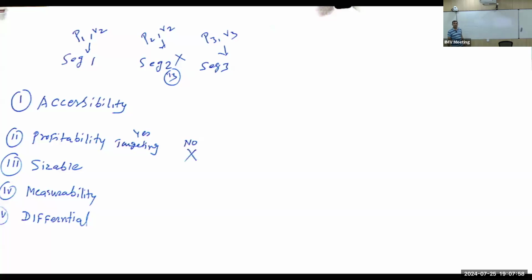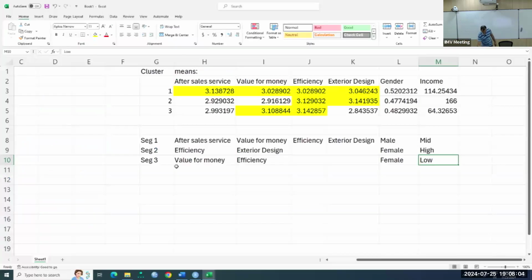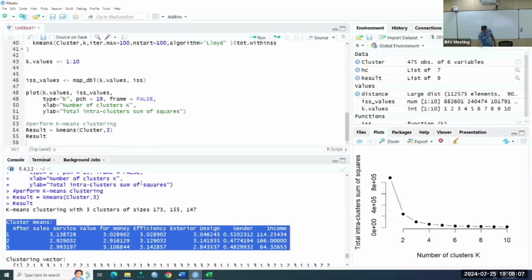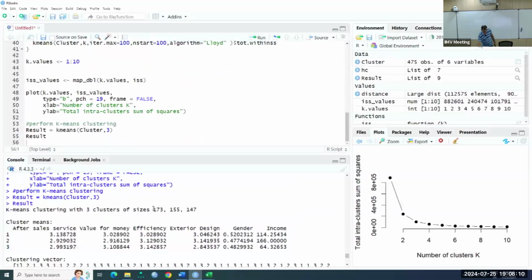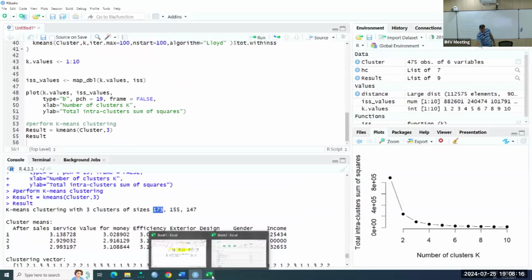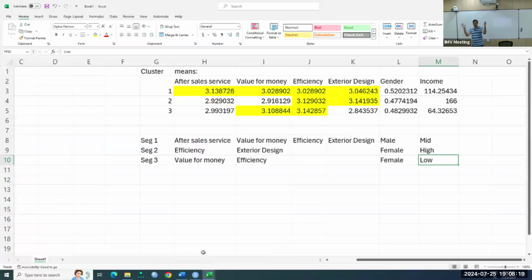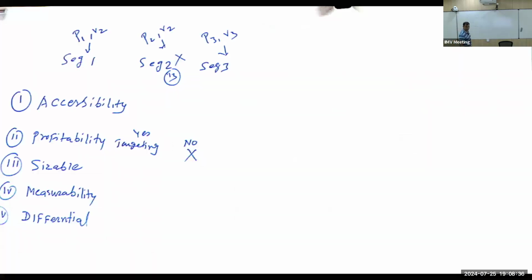Same with sizeability. When I'm showing you the result, this is the size of this particular segment. Can you see sizes 173 out of 475, 155, 147. Sometimes it's quite possible that your size is 2. When you are checking the demographics, the total number of customers in one segment comes to 2. Will you design a specific product for 2 customers? If it's not profitable, then why would you design it? So in that case, you have to take a call. If the answer is yes, then I'll go for targeting.